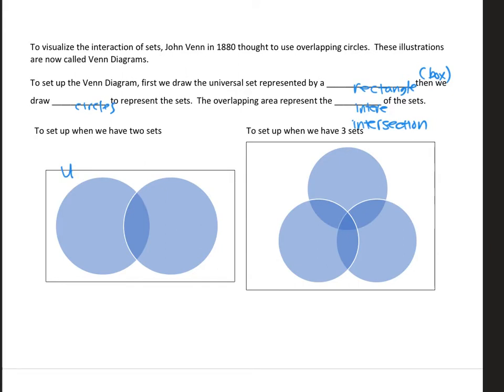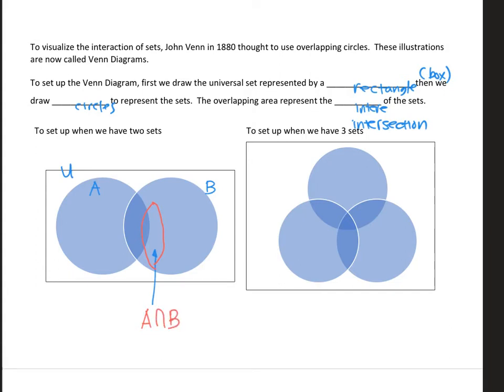I have 2 circles, so when you have 2 sets, set A and set B, this circle represents set A and the second circle represents set B, and you see there's an overlapping part. So when you draw it, make sure that there's an overlapping part. This particular part is A intersection B. This part right here, this is A intersection B.